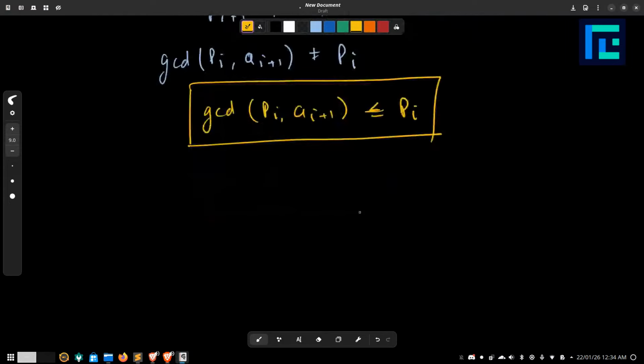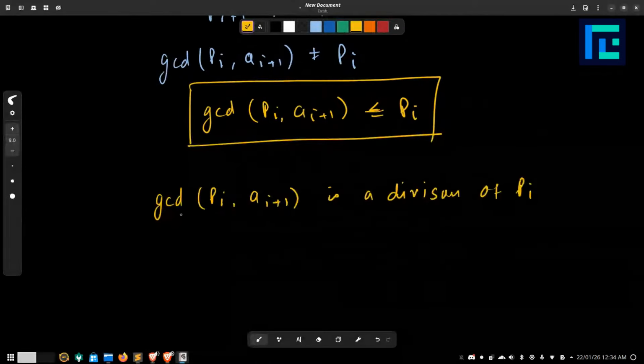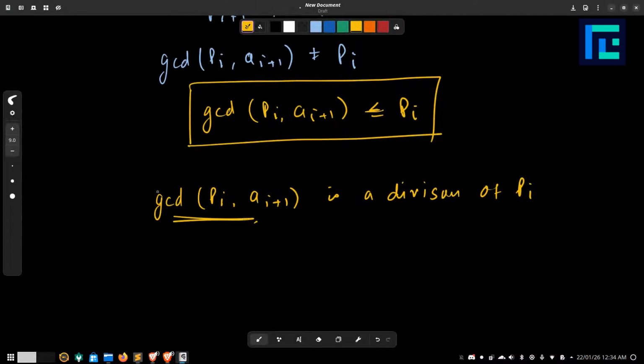We can also say that GCD of Pi comma a of i plus 1 is a divisor of Pi. This is obvious, since we are taking the common divisor of Pi and a of i plus 1, so the GCD of that will be a divisor of Pi.